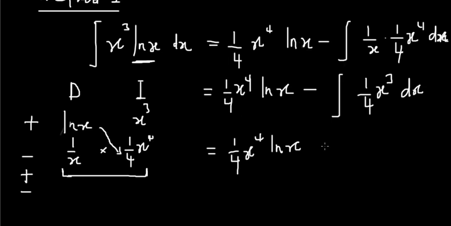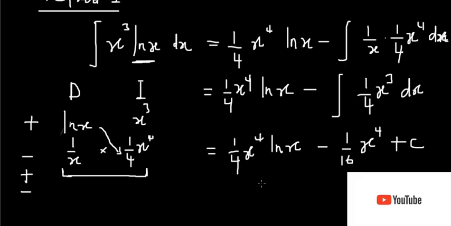So we have ln of x. Now, from here, when you integrate the whole of this, you end up with x exponent 3 becoming x exponent 3 plus 1, which is 4. So we have 1 over 16, that's 4 times 4 is 16, and then x exponent 4, plus c. This is how you solve this problem. So after doing this, you are done. This is the final answer for this problem.